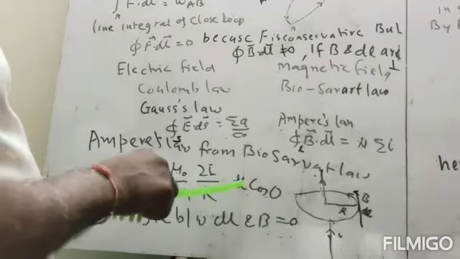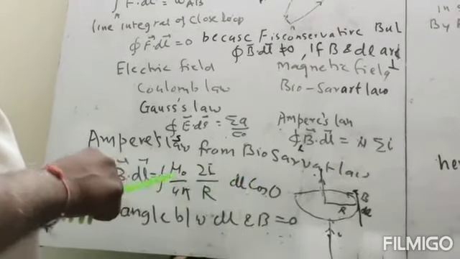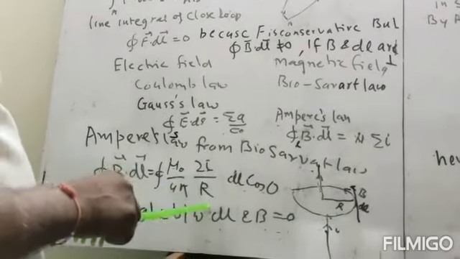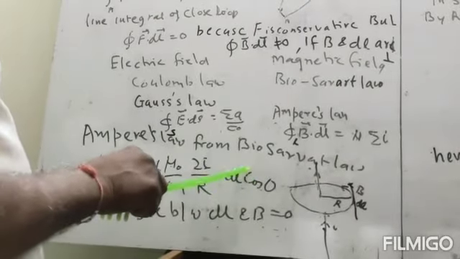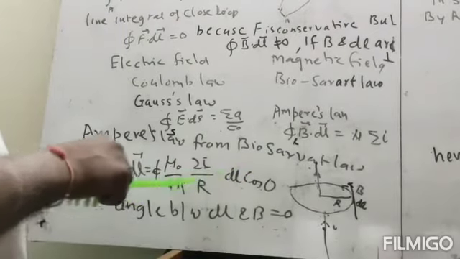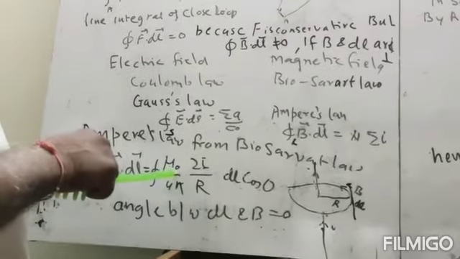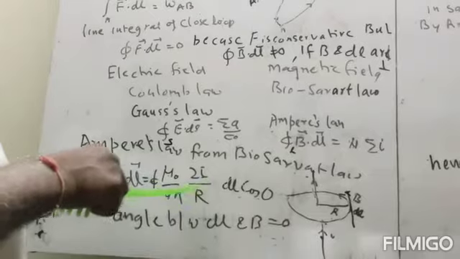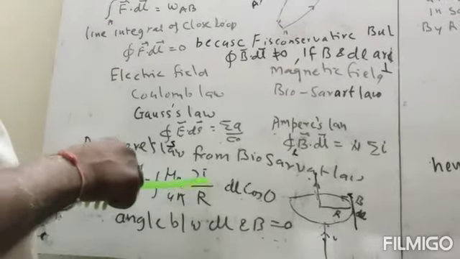Now what will be the value of dl? Mu 0 is constant, 4 pi is constant, 2I is constant, R is constant. dl will be equal to 2 pi R, and if we substitute 2 pi R, then 2 pi cancels, R cancels, mu 0 cancels, this 2 cancels, and I will be there, so it will be equal to mu 0 into I.